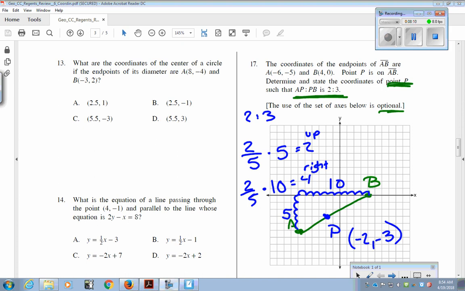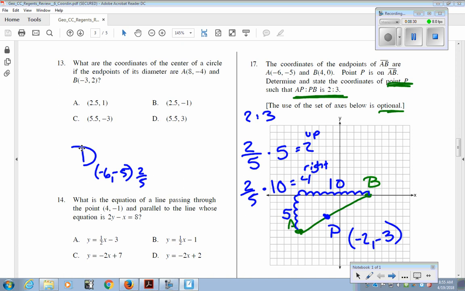Now, the other way to find it algebraically, what we need to figure out is first we're doing a dilation, and we're starting at point A. So A was -6, -5. Now we did figure out that our dilation is based on the fraction 2/5. So that's k, that's our scale factor.